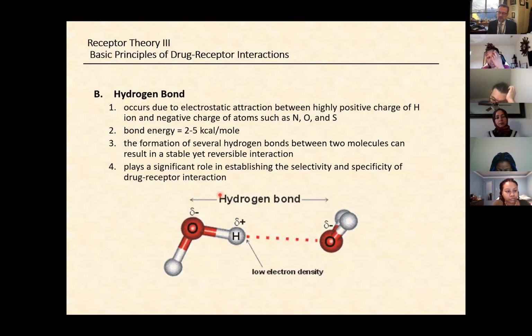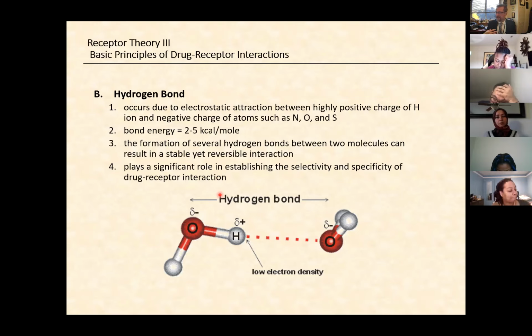Now, one of the things about hydrogen bonds is that they play an important role in establishing the selectivity and specificity of drug receptor interactions. We're going to talk about selectivity and specificity today in more detail, and it's often a concept that students can get a little bit confused about. But the thing to understand right now is that selectivity and specificity, i.e. the ability of a drug molecule to identify a specific receptor and bind only to that receptor amongst a whole group of receptors, is very desirable for a drug, right?